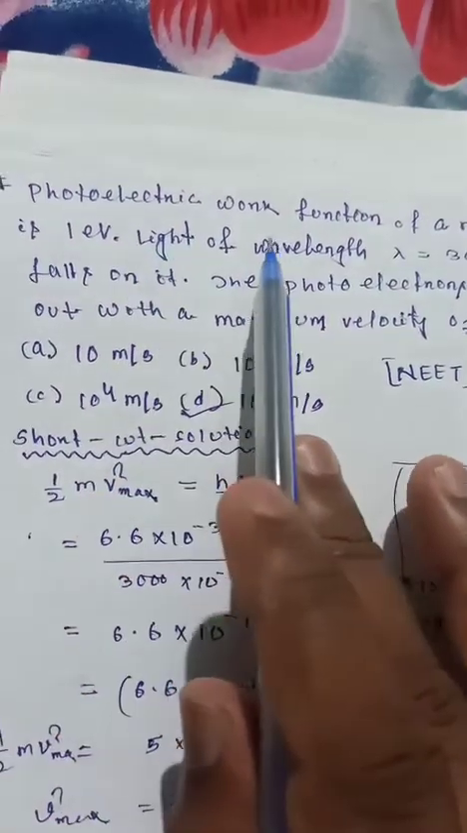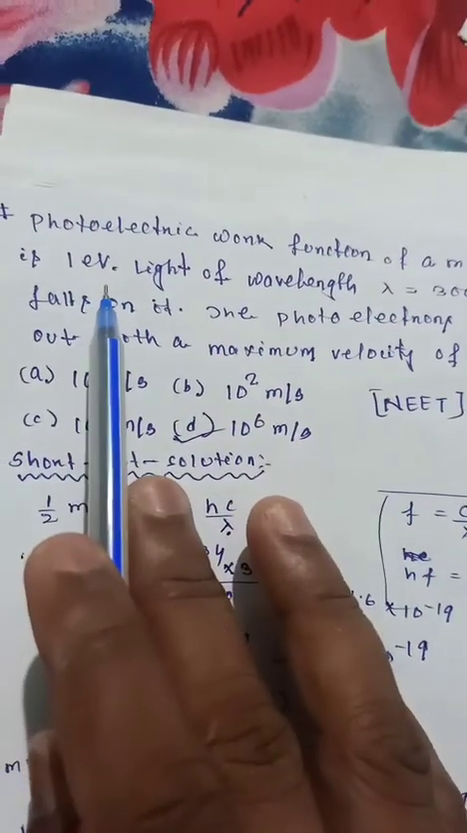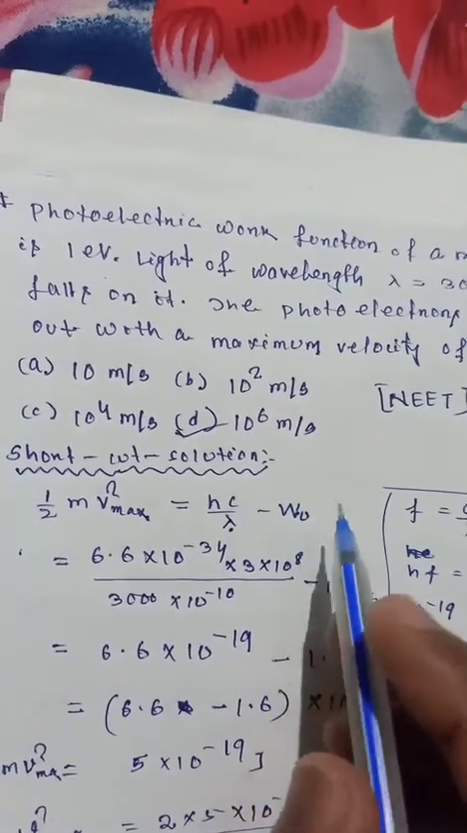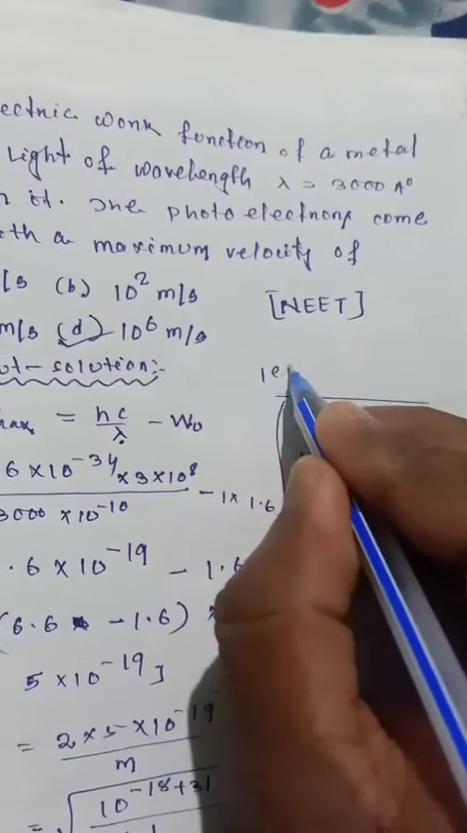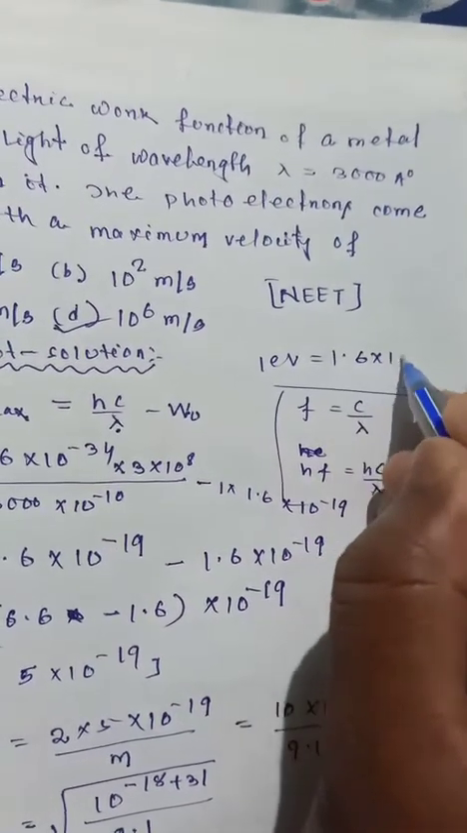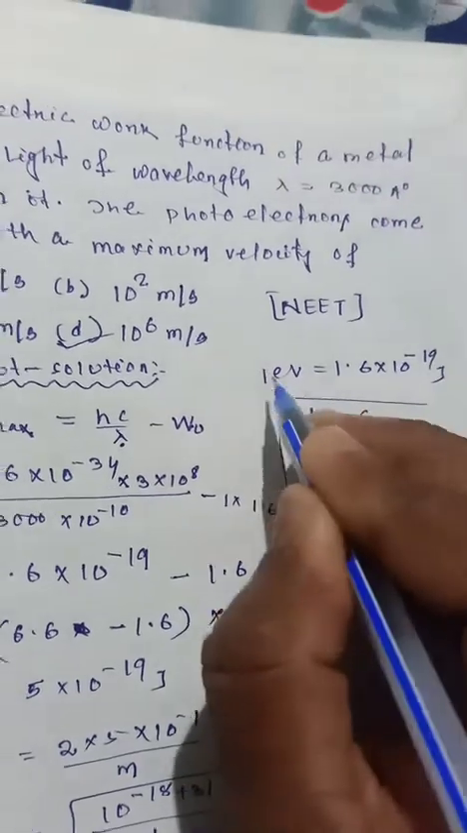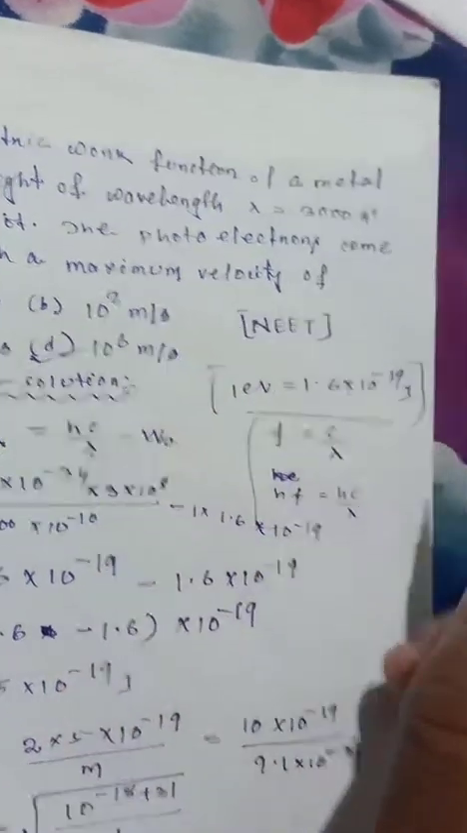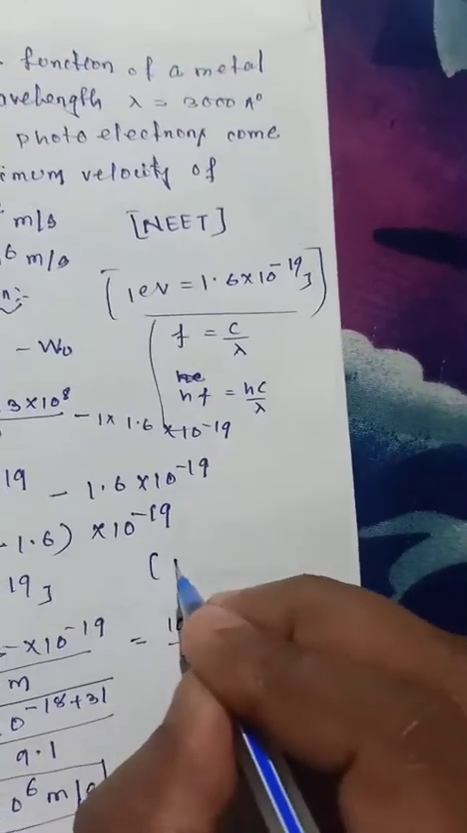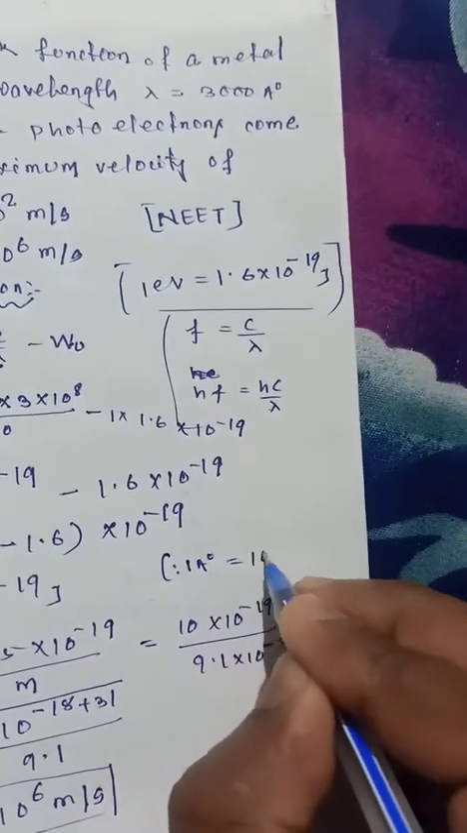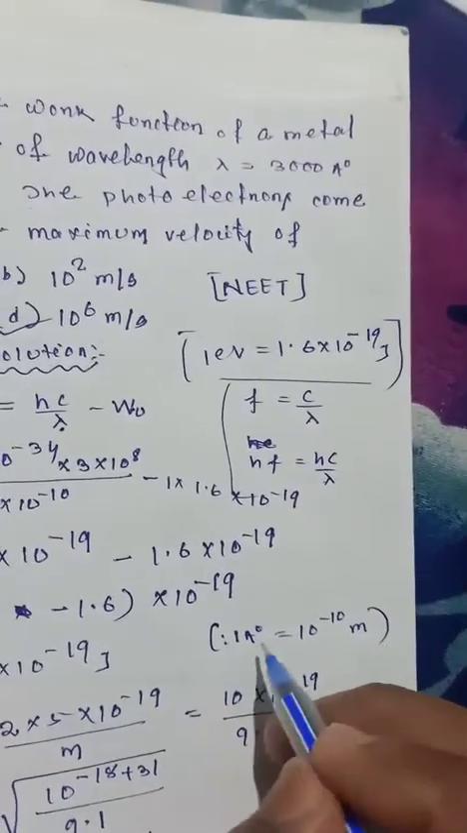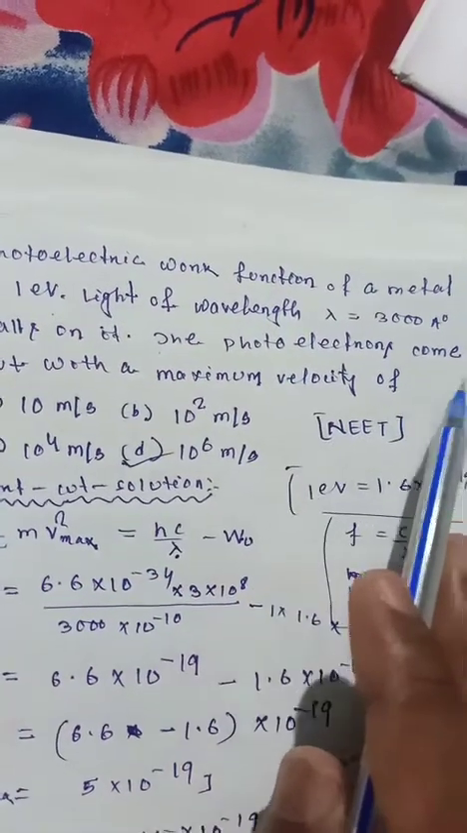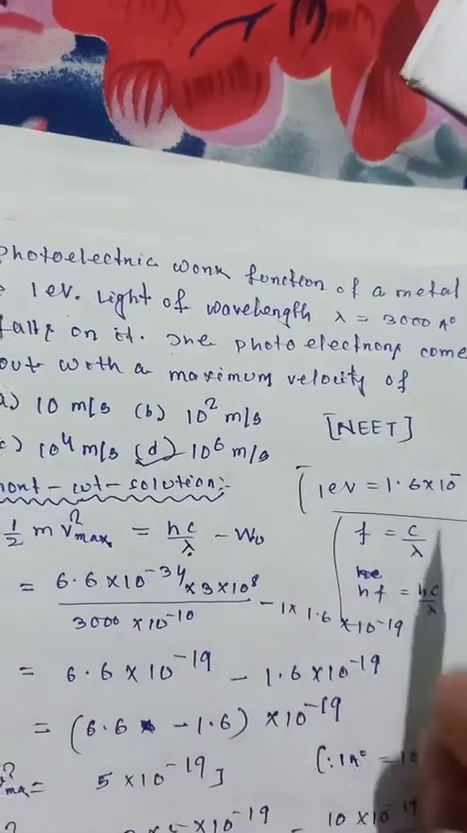So the question is: the photoelectric work function of a metal is 1 electron volt. The work function W naught is 1 electron volt, and 1 electron volt means 1.6 into 10 to the power minus 19 joule. The wavelength lambda is given, and 1 angstrom equals 10 to the power minus 10 meter. Light falls on it, and the photoelectrons come out with the maximum velocity we have to find.